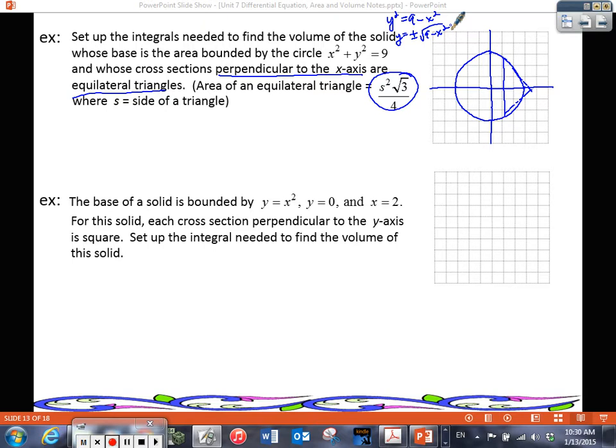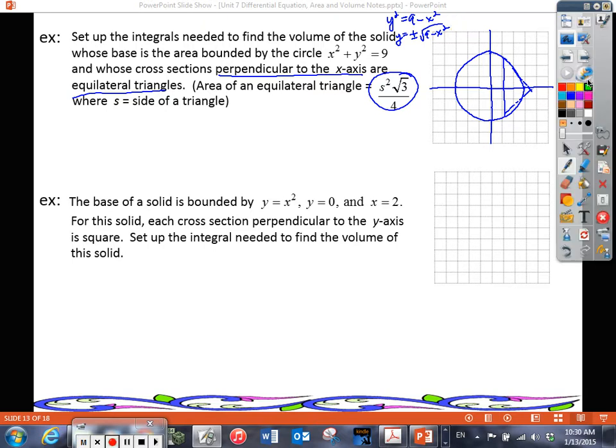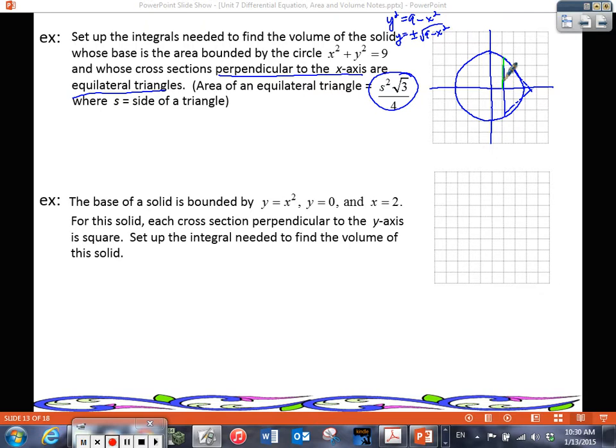So let's think about that for just a moment. If I want to talk about this distance right here, the distance from the x-axis to the top of the circle, that is measured by what? What measures this distance?